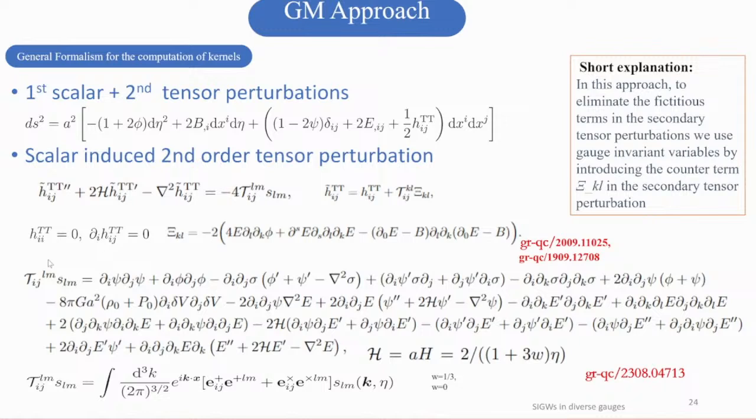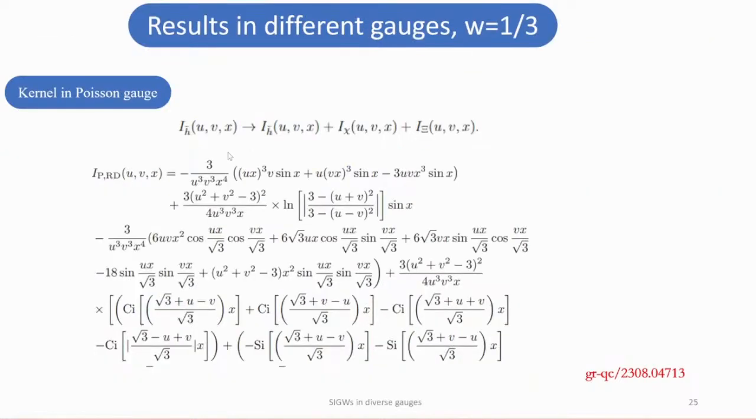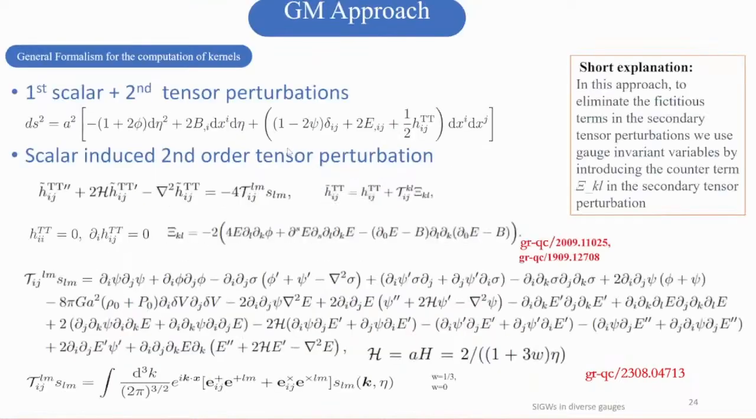Here you can see, similarly, we used the perturbation metric, the first order scalar perturbations, basically psi and phi, which are the first order perturbations, and the second order tensor perturbation, Hij. This second order scalar reduced tensor perturbation has the following wave equation, and in this tensor perturbation we just introduce a term. Basically, that term is called chi KL. This term is basically the counter term.